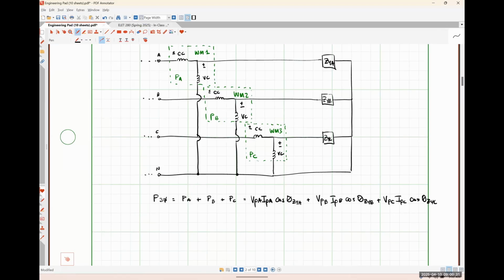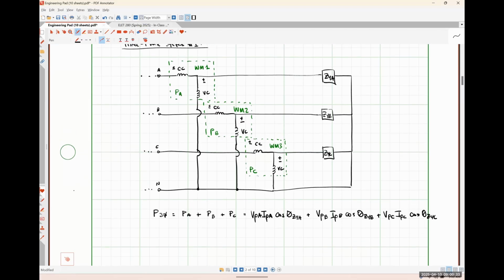So to briefly recap what we did here, we literally just took our single phase wattmeter and replicated that 3 times, one on each phase. Does anybody see a problem with this? Or problem might be too strong of a word. Potentially a drawback to this, or maybe something that is of concern.